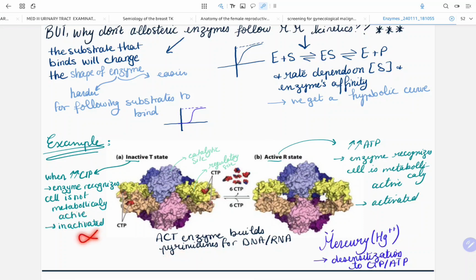So it inactivates itself. But when CTP is not bound, which means that there is high ATP in the cell, the enzyme recognizes that the cell is metabolically active, which means that this enzyme gets activated and it builds pyrimidines for DNA and RNA. Now, mercury is a toxin that desensitizes this enzyme, and of course, when it's desensitized, it won't be able to build pyrimidines properly according to the cell's needs.